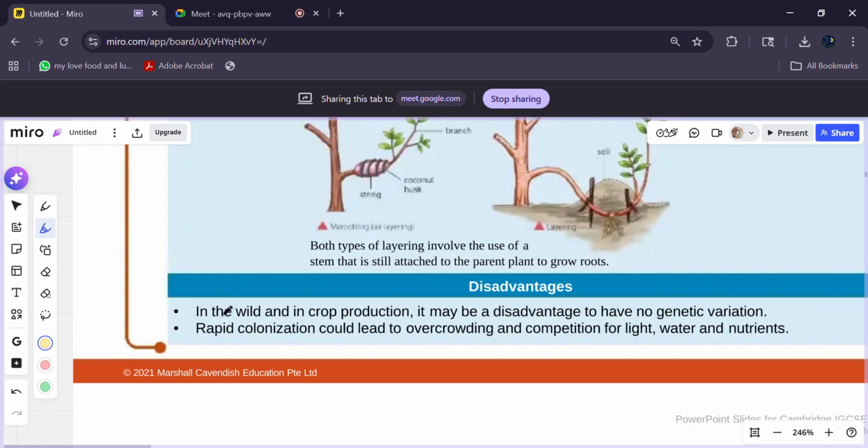Another type of disadvantage is that in the wild and in crop production, it may be a disadvantage to have no genetic variation. This is true because if a disease were to affect one plant, it could easily affect all the plants in the area. And rapid colonization will lead to overcrowding and competition for light, water, and nutrients. This is also true because when there's too much of the same plant in one specific area, it can become very full, crowded, and populated. So it becomes quite competitive for new smaller plants to try and get light, water, and nutrition, as it will be very difficult for them.